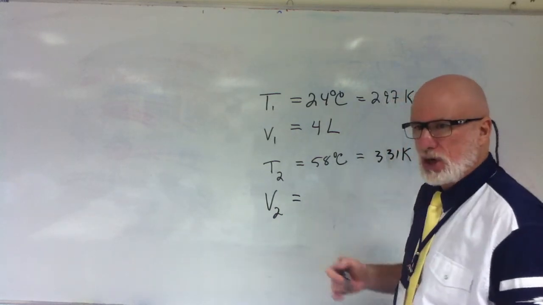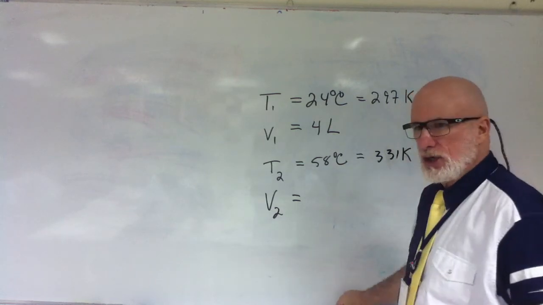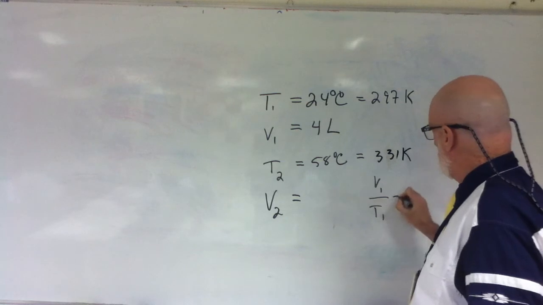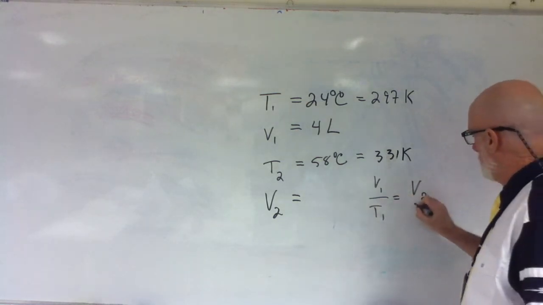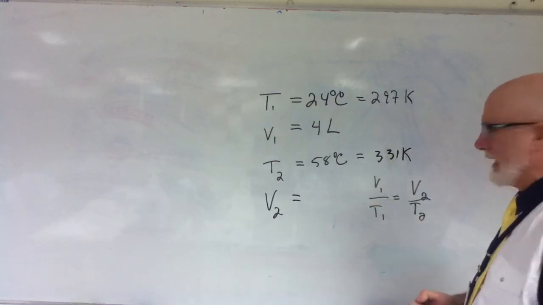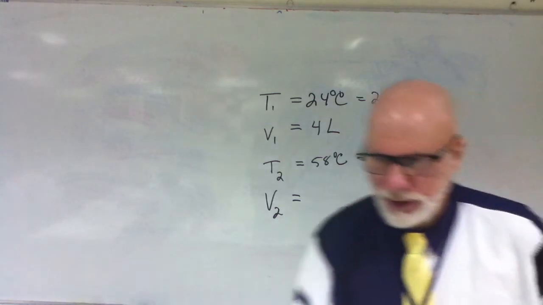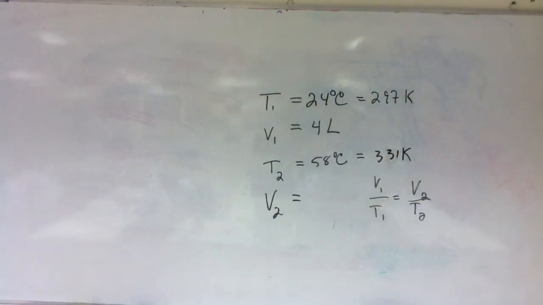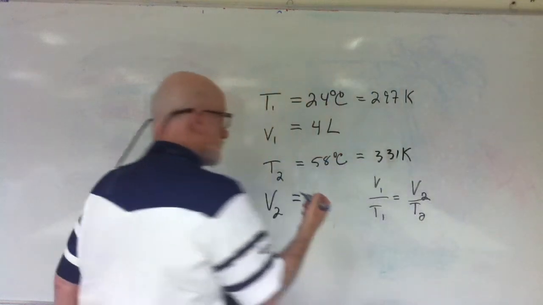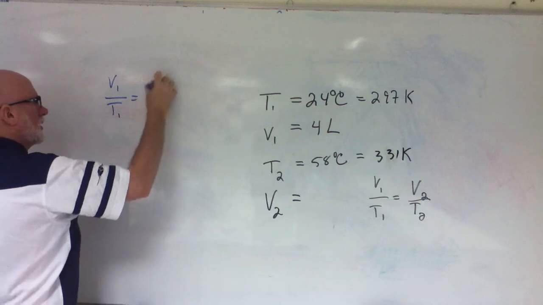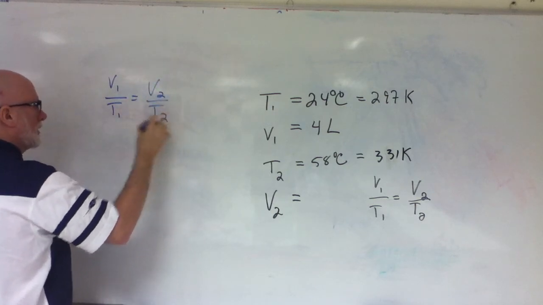This is going to be Charles's law. We know the equation for Charles' law. It's V1/T1 equals V2/T2. So plug in. Let me see if that's coming up on the screen. And it is. We've got plenty of room over here. So let's rewrite the equation over here: V1/T1 equals V2/T2.